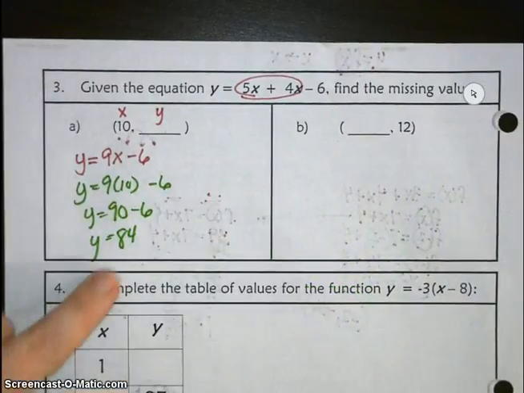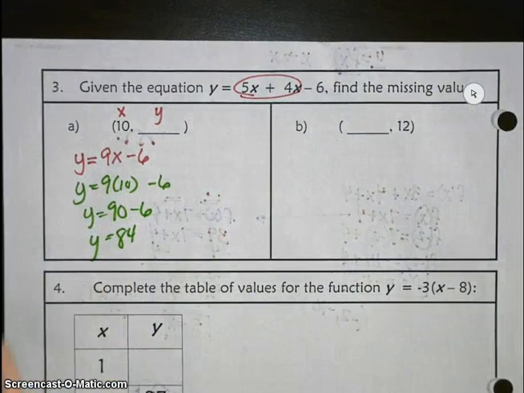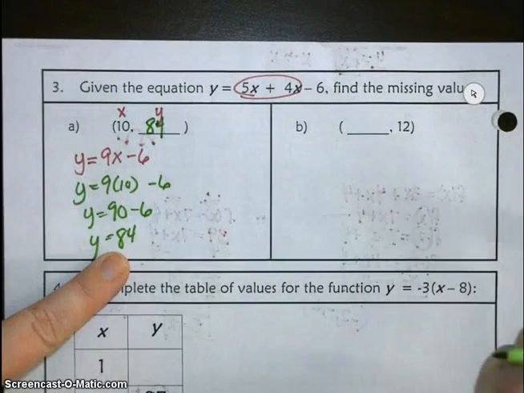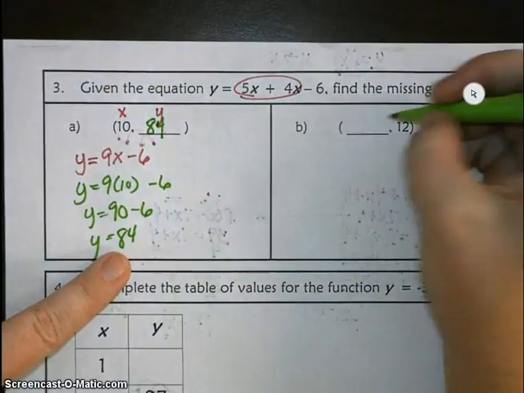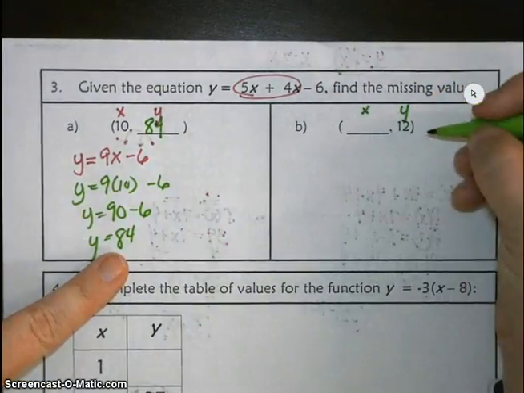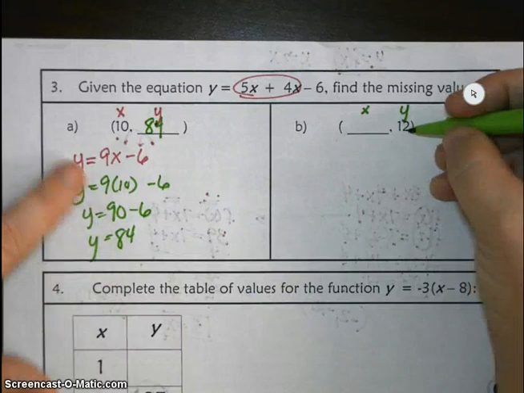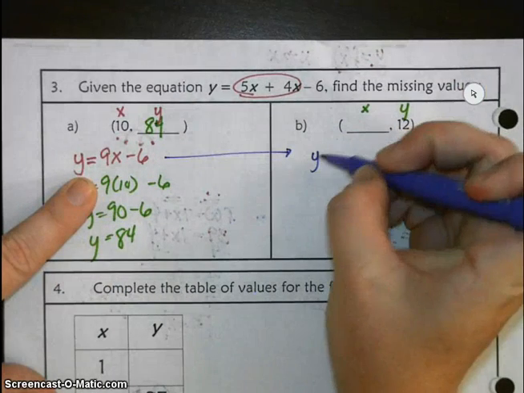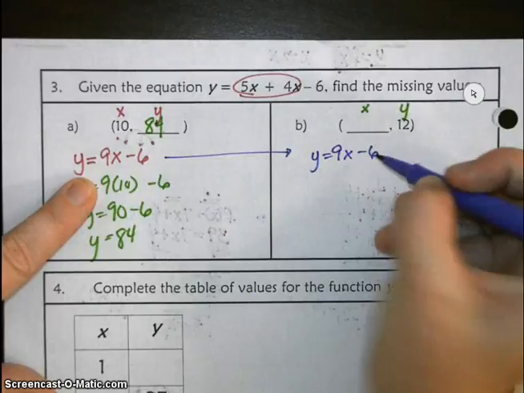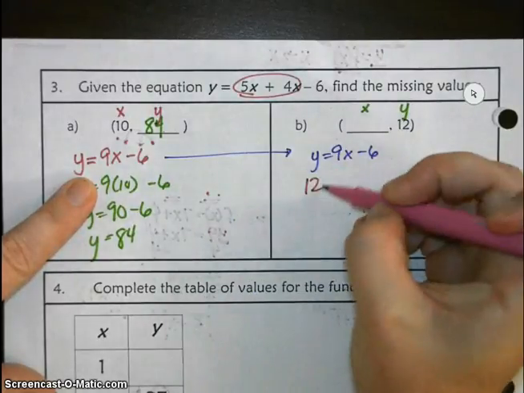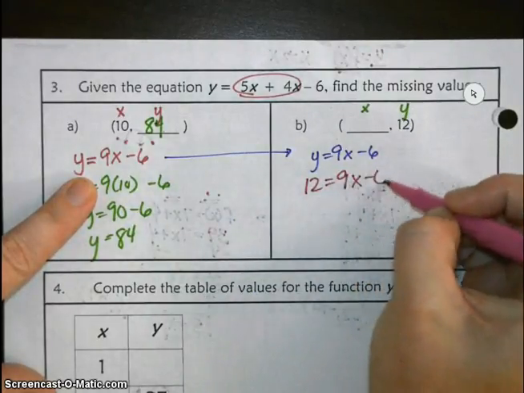So my y value is 84, and since we've already been seeing it in a point, 84 goes for the y value. Here, they're asking for the x value and giving the y value. So here, y is 12. So I'm going to, again, use my simplified equation. y equals 9x minus 6. Plug in 12 for y. So 12 equals 9x minus 6.